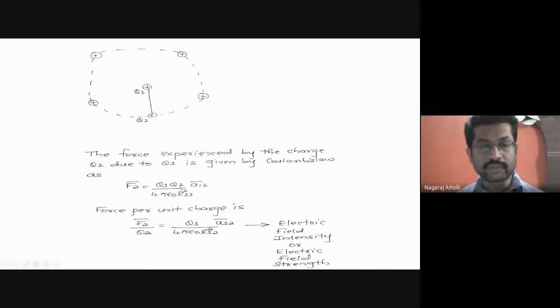F2 bar by Q2, force per unit charge. That is, I am taking this Q2 to the LHS. It will go to the denominator. That is, F2 bar by Q2 is equal to Q1 divided by 4 pi epsilon naught R12 square into A12 bar. Okay. This is here called electric field intensity or electric field strength. This force per unit charge is nothing but the electric field intensity or the electric field strength. Okay, and its formula is given by Q upon 4 pi epsilon naught R square into A12 bar. Okay, this is one of the definitions of the electric field intensity, that it is the force per unit charge.